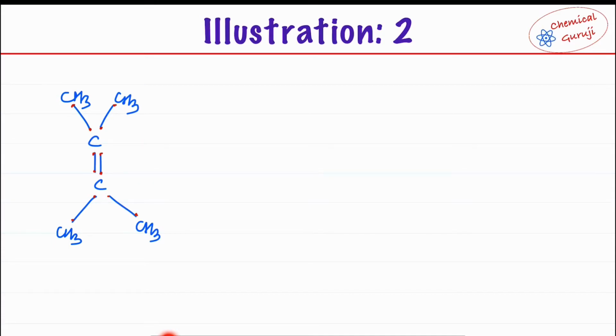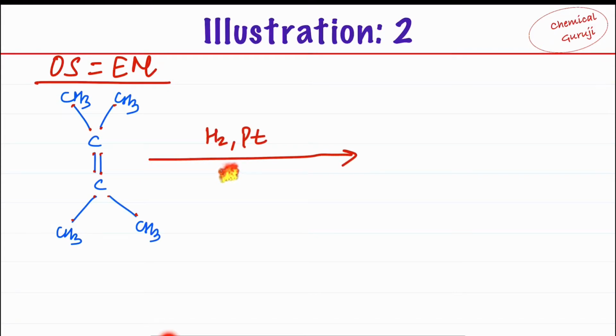So we will find the oxidation state of sp2 carbon. These are the two sp2 carbons. So we will find the electronegativity of sp2 carbon. As we know, electronegativity decreases from top to bottom in the periodic table, and from left to right in the periodic table it increases. So with the help of electronegativity, we will calculate the oxidation state.